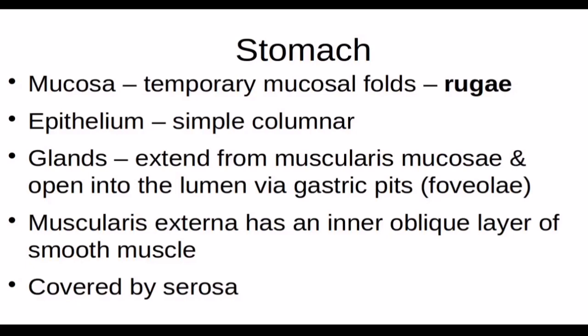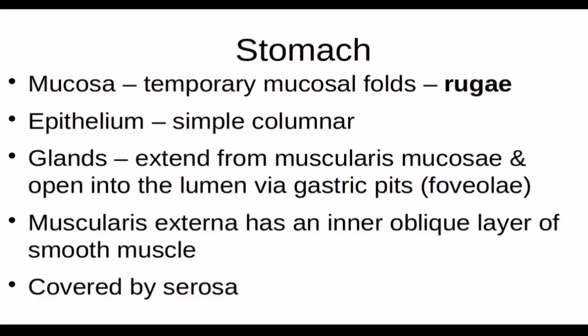All right, the epithelium is simple columnar. We also have glands in the mucosa of the stomach, right? We do not have glands in the submucosa, but we have glands in the mucosa of the stomach. These glands extend from the muscularis mucosa through the lamina propria, and they open into the lumen via what we call gastric pits or foveolae. Okay, right.